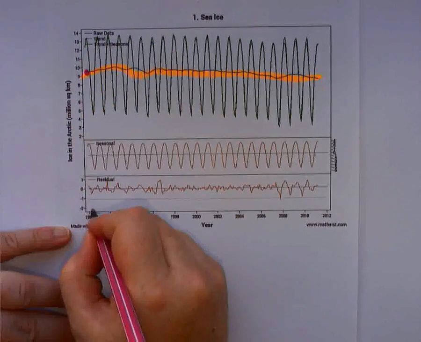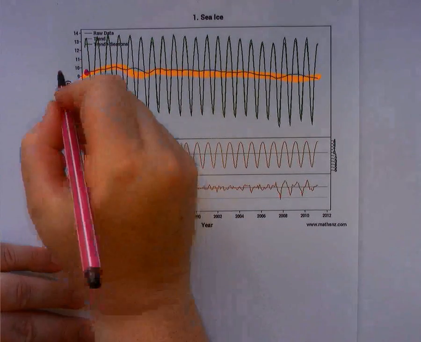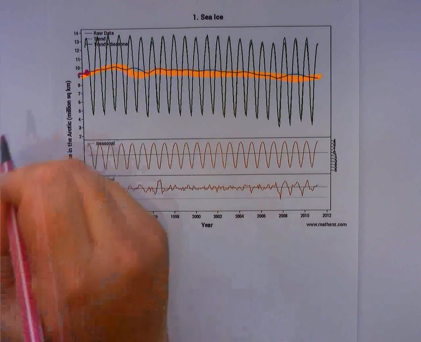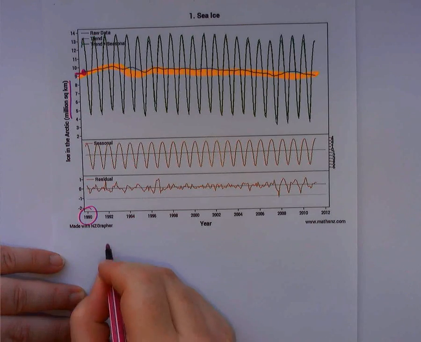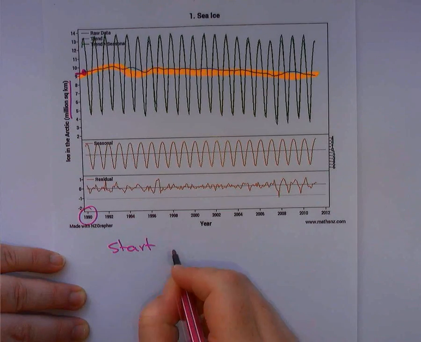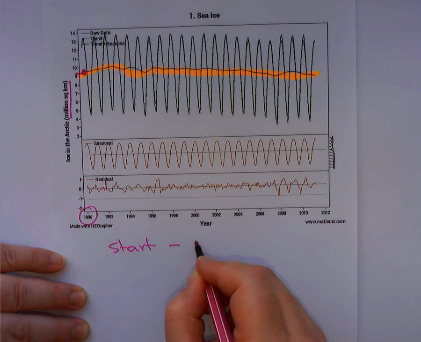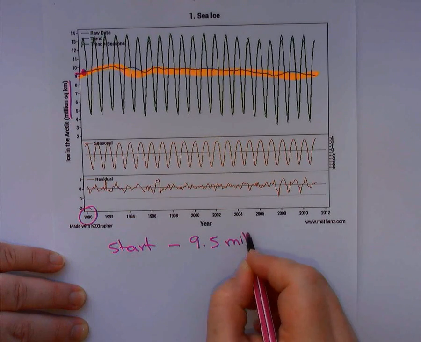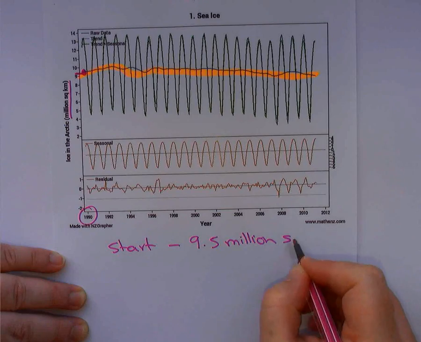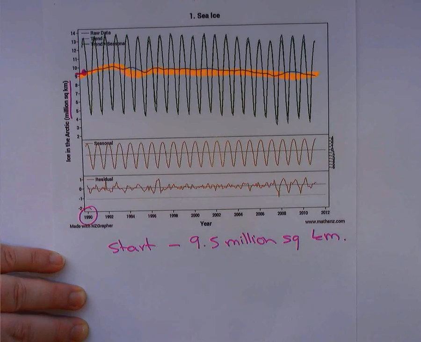That's in 1990, and that is around about 9.5 million square kilometres of ice. Okay, so there's my first point. That's my starting point. I'm going to say it's approximately 9.5 million square kilometres as my starting point.